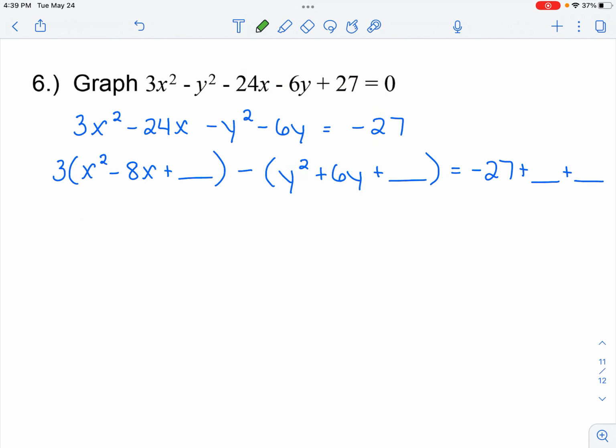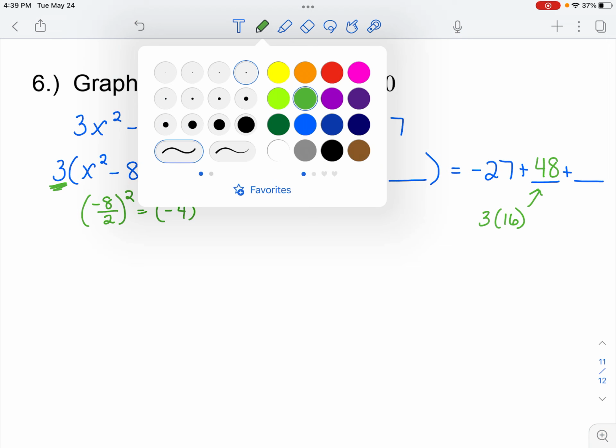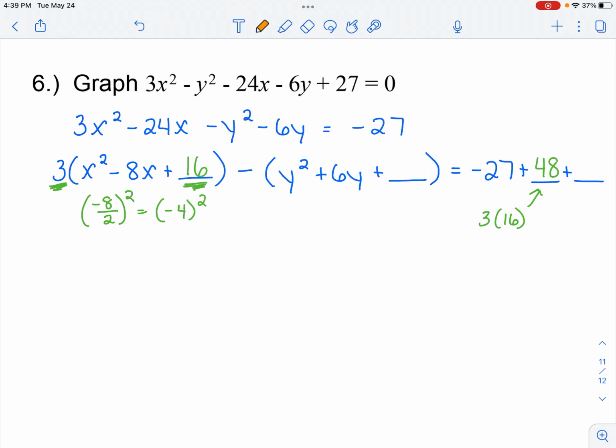All right, so here we go. I'm going to do b over 2, which is negative 8 over 2, and square that. So we're doing negative 4 squared, which comes out to 16. But on the right, I can't just put a 16. This number has to be 3 times 16, which is really 48. That's because I have the 3 here times the 16 is what created that 48. Right? Now let's take a look at the next piece.